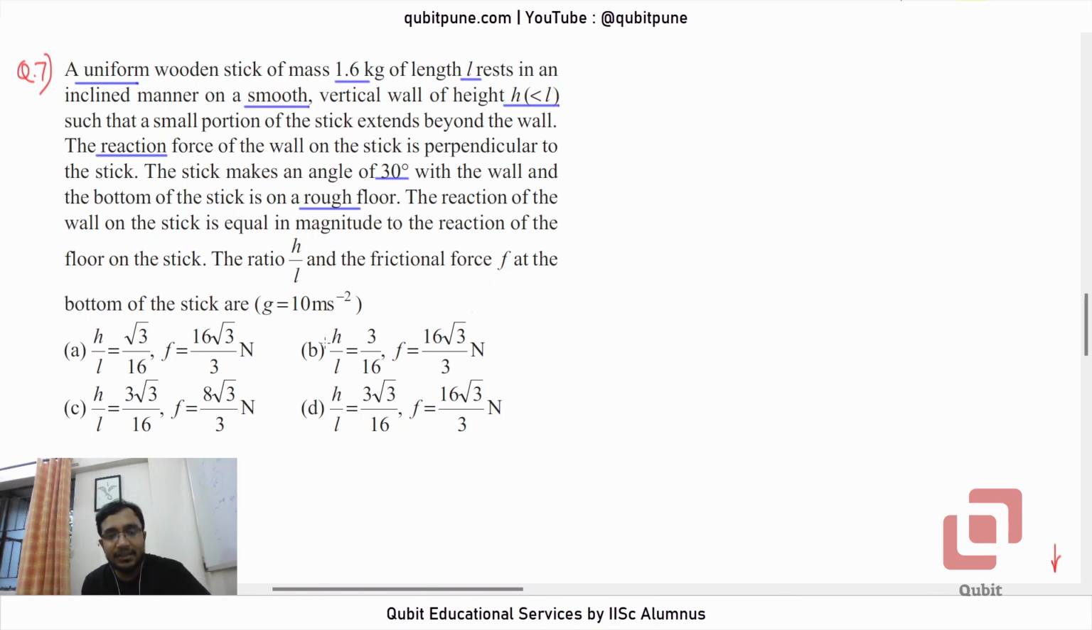take g as 10: root 3 by 16, 16 root 3 by 3; 3 by 16, 16 root 3 by 3; 3 root 3 by 16, 8 root 3 by 3; 3 root 3 by 16 and 16 root 3 by 3.